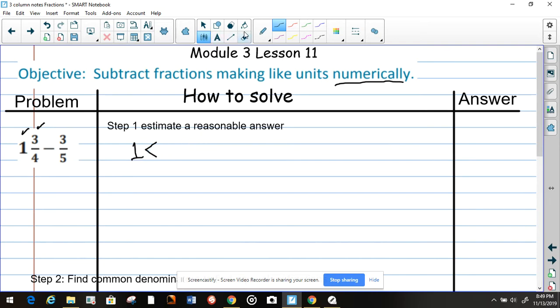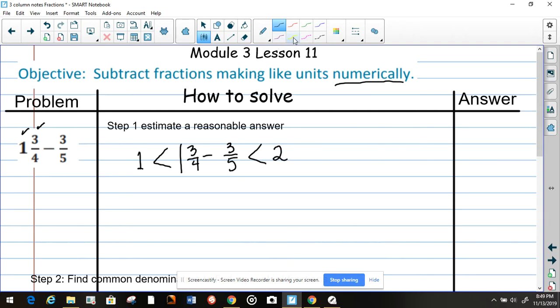Let me see, this is not correct. Let me just fix this. Okay, so we're going to write the fraction. The subtraction is 1 and 3/4 minus 3/5. Now the answer, as I said, is going to be greater than 1, but it's going to be less than 2.